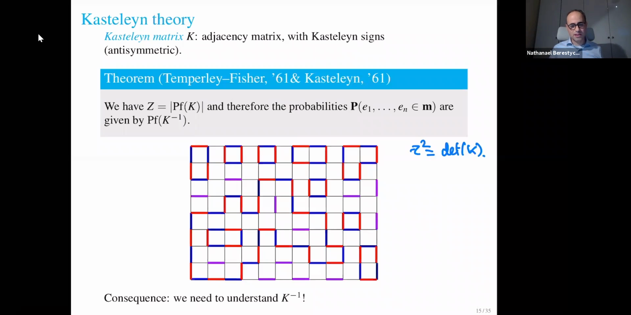And as I said, the main consequence for us is that if you try to say something about the dimer model, what you need to understand are the correlations of the edges, and therefore what you need to understand is the matrix K inverse in the limit of large scale. So this is the inverse Kasteleyn matrix. The problem is to compute the inverse Kasteleyn matrix when the graph becomes very large, if you like.